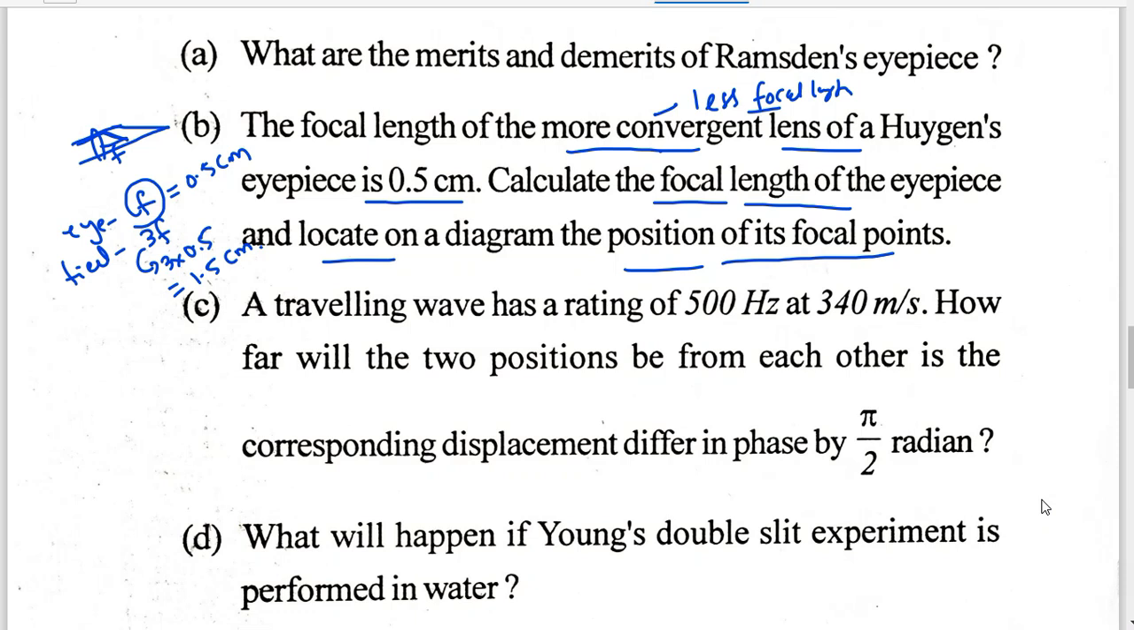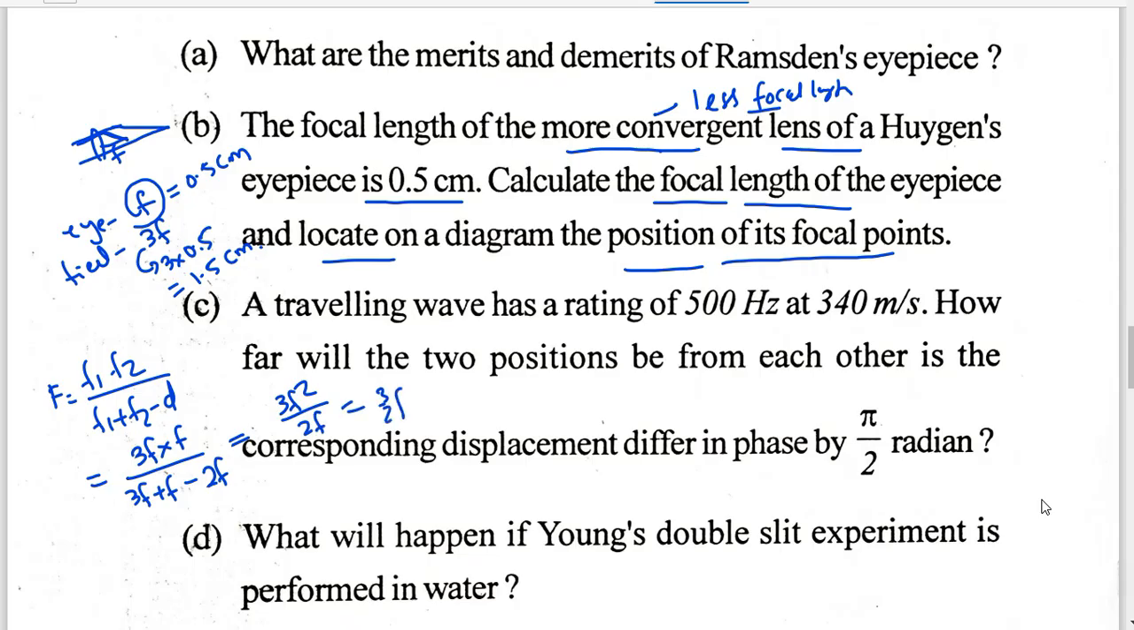That means you have to calculate the effective focal length of the Huygens eyepiece. So what is the formula for effective focal length? Effective focal length F is equal to f1 f2 divided by f1 plus f2 minus d. What is f1? f1 is 3f, f2 is f, divided by f1 plus f2, that is 3f plus f, minus d. What is the distance between the two lenses? That is equal to 2f. So what is the answer? That is equal to 3f square divided by 4f minus 2f.